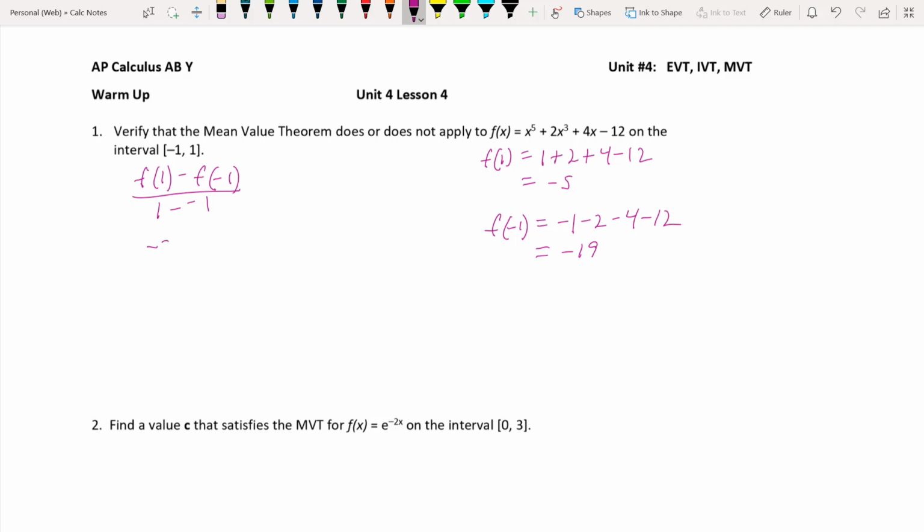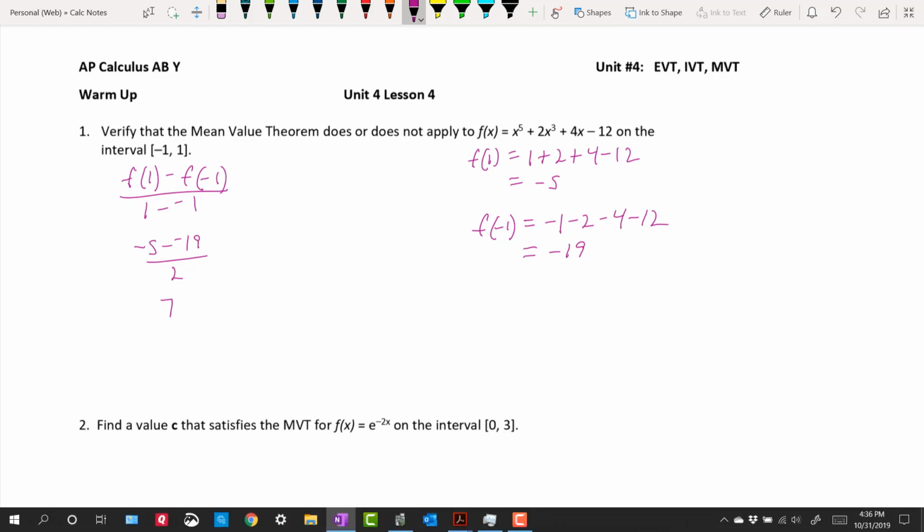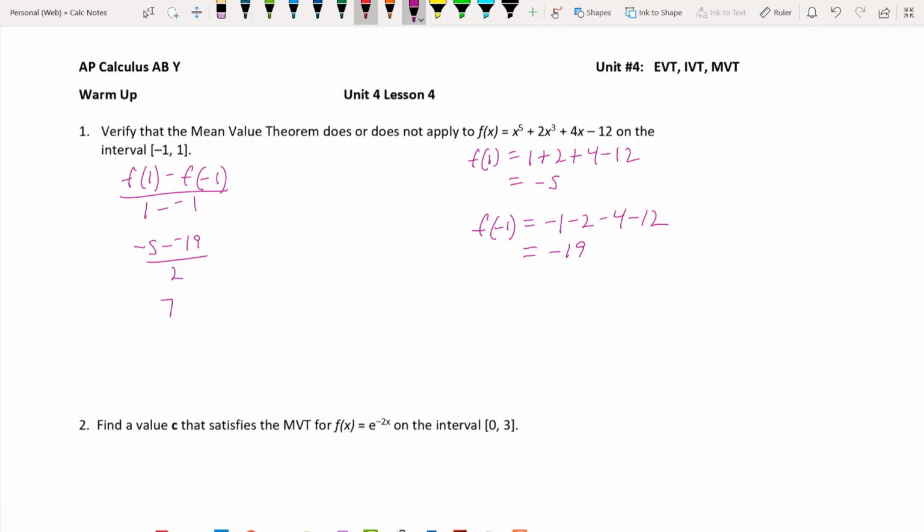So back to my slope, -5 minus -19 all over 2. So that's going to be -5 plus 19, which is going to give me 14, and 14 over 2 is 7. So because the mean value theorem applies here, that tells me that somewhere in the interval from -1 to 1, I have a tangent line to this original curve, and that tangent line will have a slope of 7. So to find that, we're going to take our tangent line. Actually, first of all, I need the derivative.